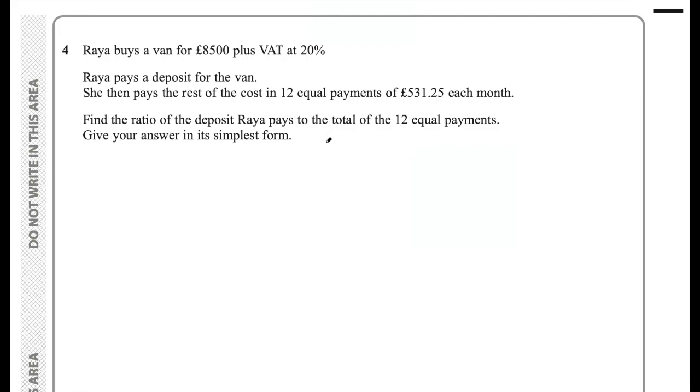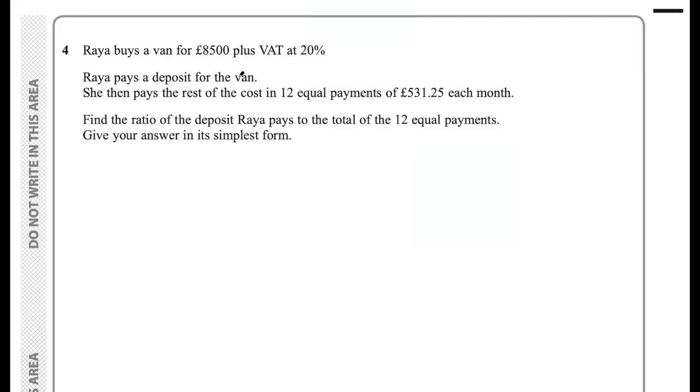Okay, a couple of things we have to work out here. We have to work out the cost of the van because they've told us that it's 8,500 plus the 20%. So we need to work out what 8,500 plus 20% is. And then we have to work out how much she paid in those 12 equal payments. So 12 times this number. And then we can work out the deposit. And then we have to work out the ratio.